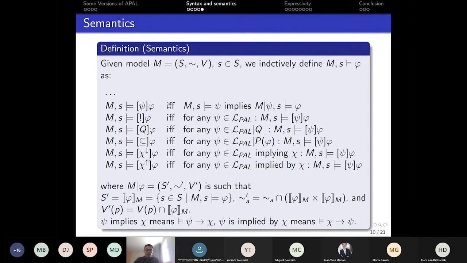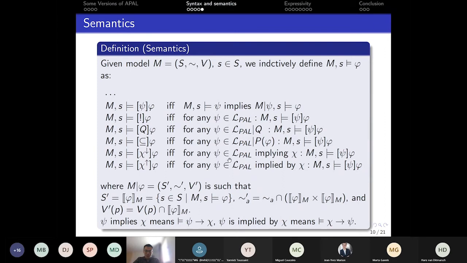The semantics for the public announcement is defined as here. We can see the definition of the update model is as here. But for all these quantifiers, we can see it all quantifies over PAL formulas, which means it has no quantifier. And for these new versions of quantifiers, each adds a new condition to the original one, like it must be within a certain subset of atoms, or it is implying chi.